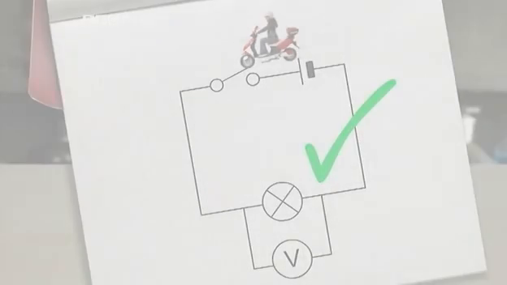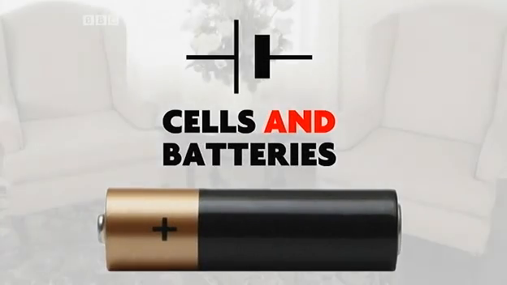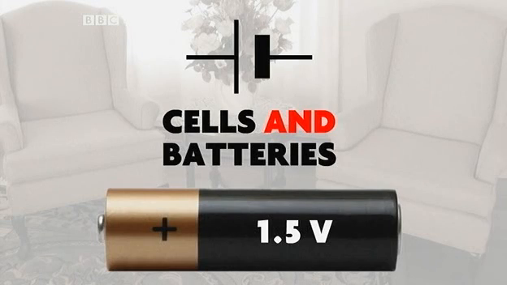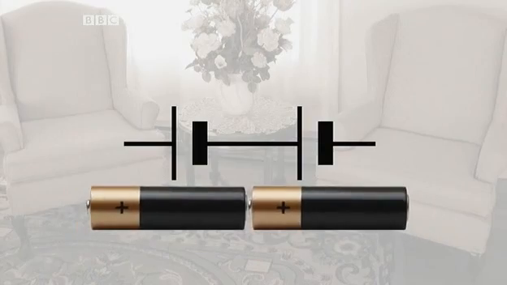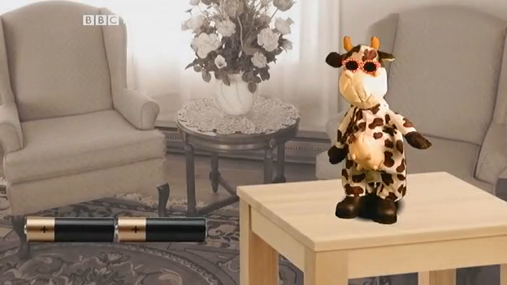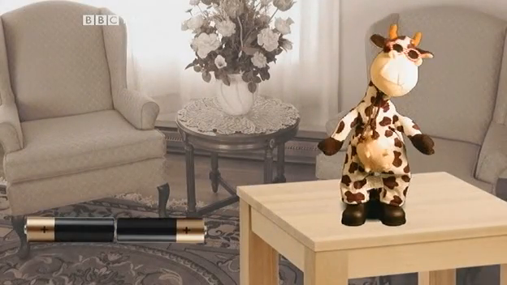Positioning is everything. The usual type of cell supplies 1.5 volts. If we put 2 together in series, then the potential difference is doubled to 3 volts. That's enough to power some pretty cool stuff. If we join them the wrong way, it's not going to work. The potential difference of one cell is cancelled out by the other.